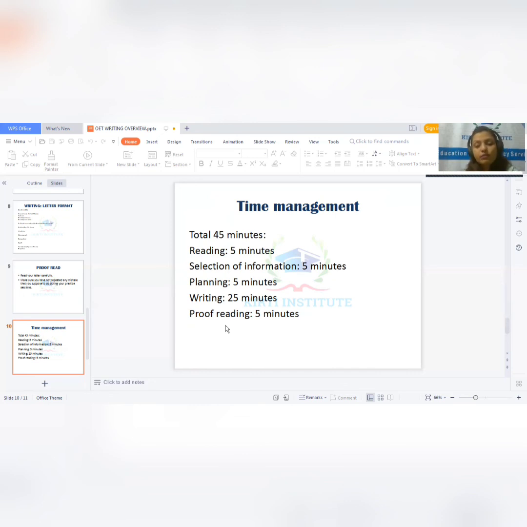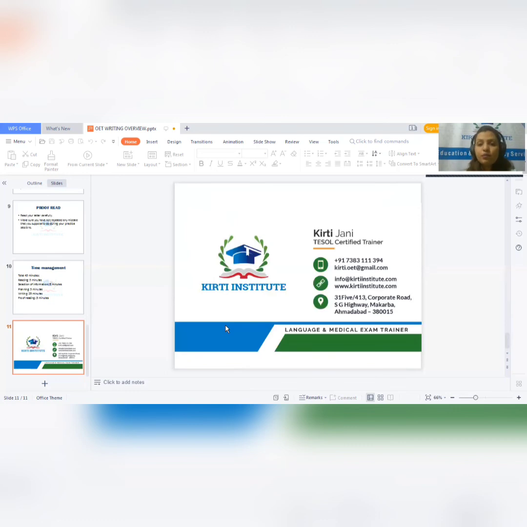But time management is a very important part of the OET writing subtest, and of any subtest. So make sure that you are doing it appropriately.